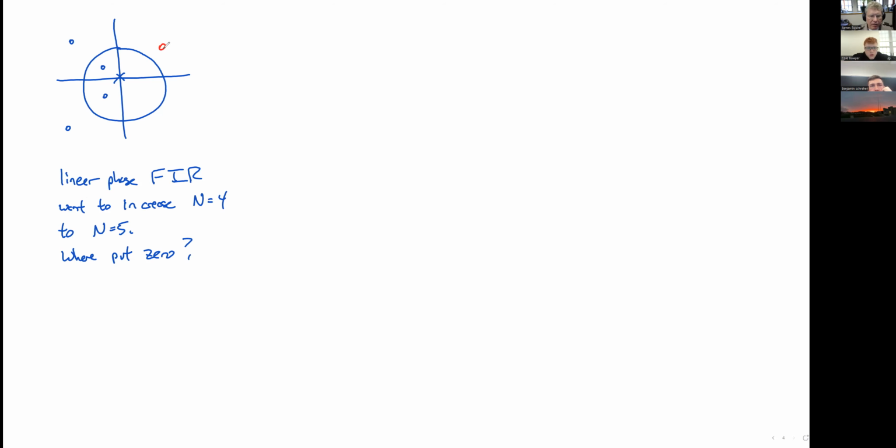Can we put a 0 here to increase it by 1 and have it stay in FIR and equal an FIR linear phase filter? Sir, Raj is in the bathroom.